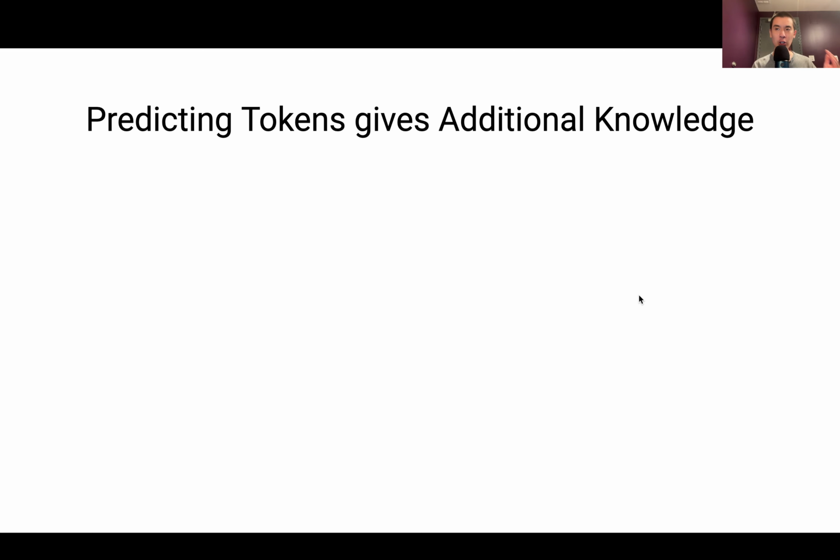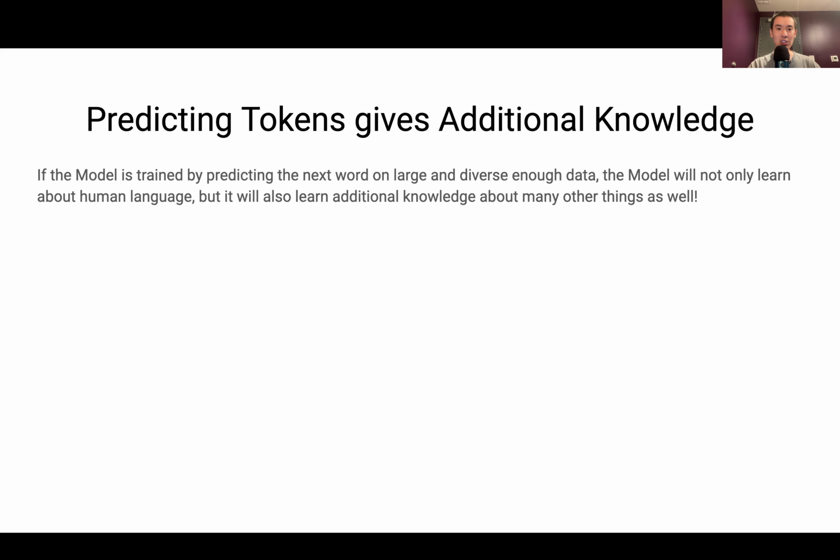Now, when I first started learning about LLMs, it kind of boggled my mind. Wait a second. All this amazing stuff we see with LLMs like ChatGPT, all the amazing things it can do is just from predicting the next word or predicting the next token. That still seems like magic. How does predicting tokens or the next word give us these amazing things? Well, think of it this way. If the model is trained by predicting the next word on a large and diverse enough data, the model will not only learn about human language, but it will also learn additional knowledge about many other things as well.